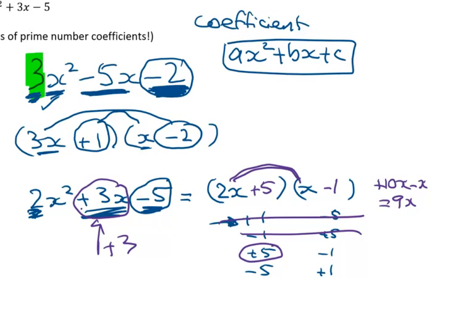2x squared plus 5x minus 2x. And that gives me the plus 3x that we want. Okay, so this method of listing out the factors is one way to do problems like this.